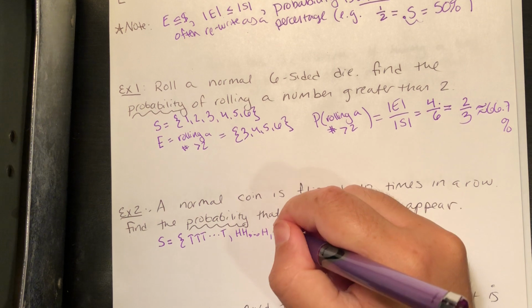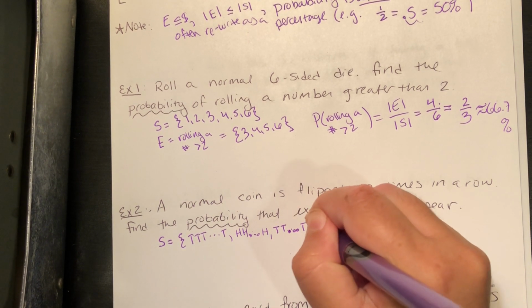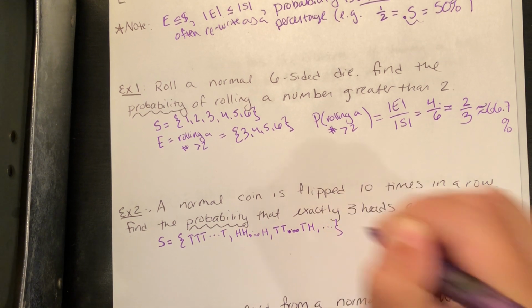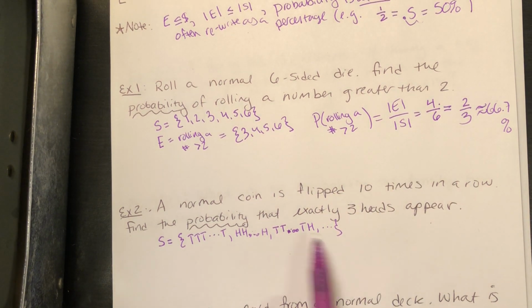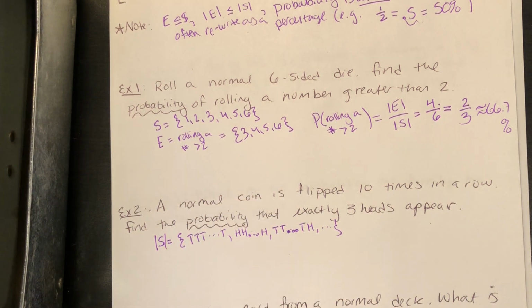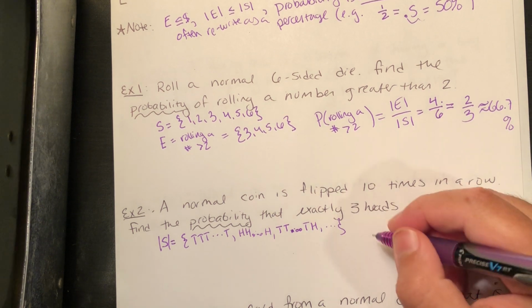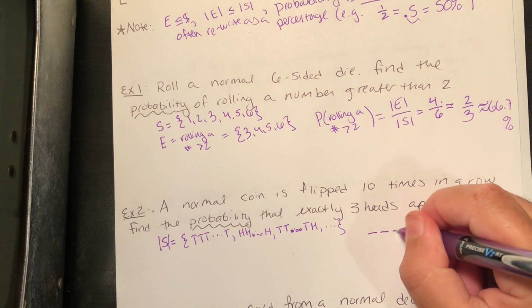You could get some combination of tails and heads, tails, tails, tails, heads. Okay, well, obviously it's not going to make sense to list out all the different ways. So in this case, it's easier to just find the cardinality of the sample size. That is, count out all the different number of ways that you could flip a coin 10 times in a row. For this, we use the multiplication principle.